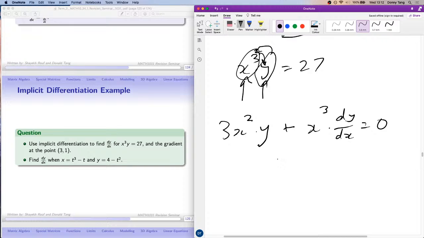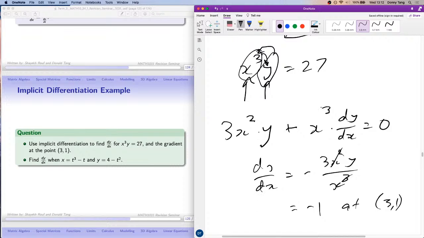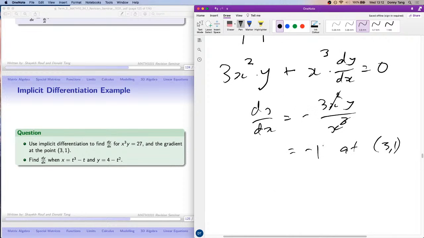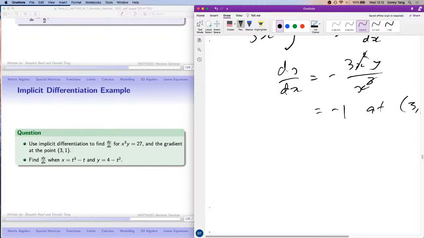Like so. And then what we do is we just isolate for dy on dx. So we're going to have negative 3x squared y on x cubed, like so. And then this will cancel out as well. So subbing in the point (3, 1), the 3 cancels out there, so it's just going to be negative 1 at (3, 1). And that's going to be your answer. Okay, very cool. And that's pretty much it for this example of implicit differentiation. Now that you obtain the gradient, you can find the tangent and all that. So yeah.